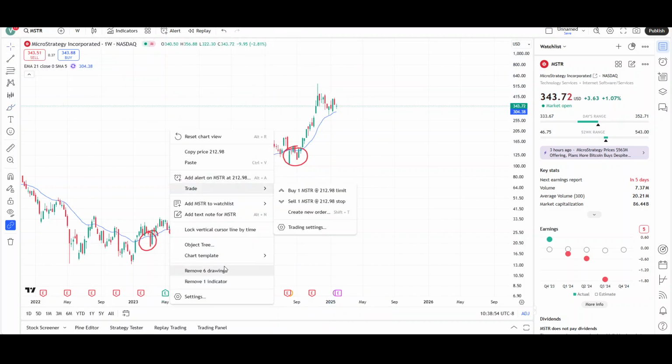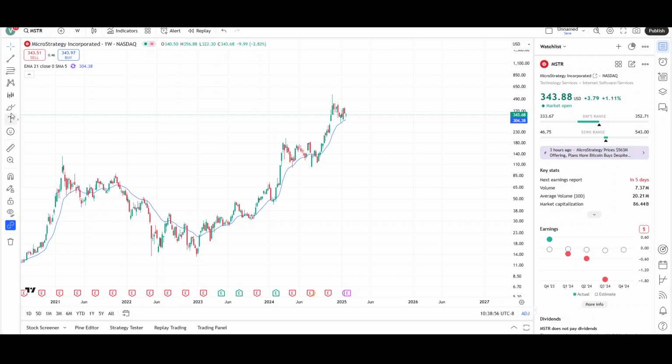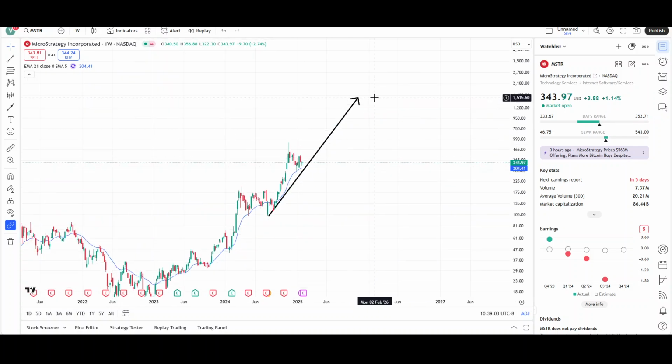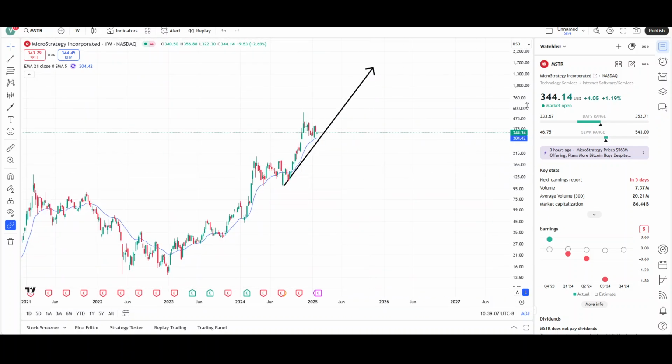Overall, still looks like a nice strong uptrend, in my opinion, because of a measurement target still being in play. One leg up right here, second leg up, targeting right around that $1,500 price target, probably sometime this year.